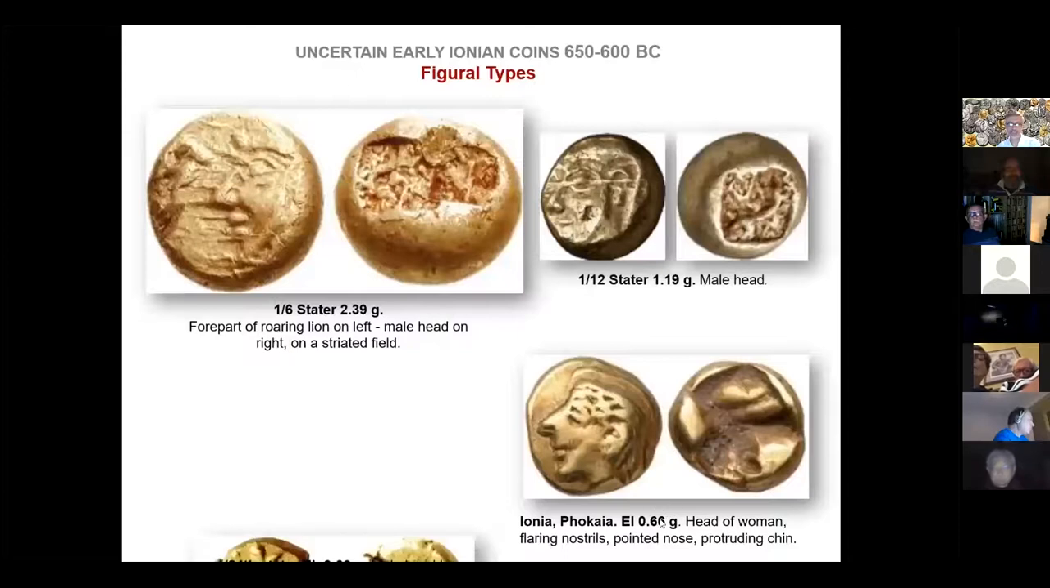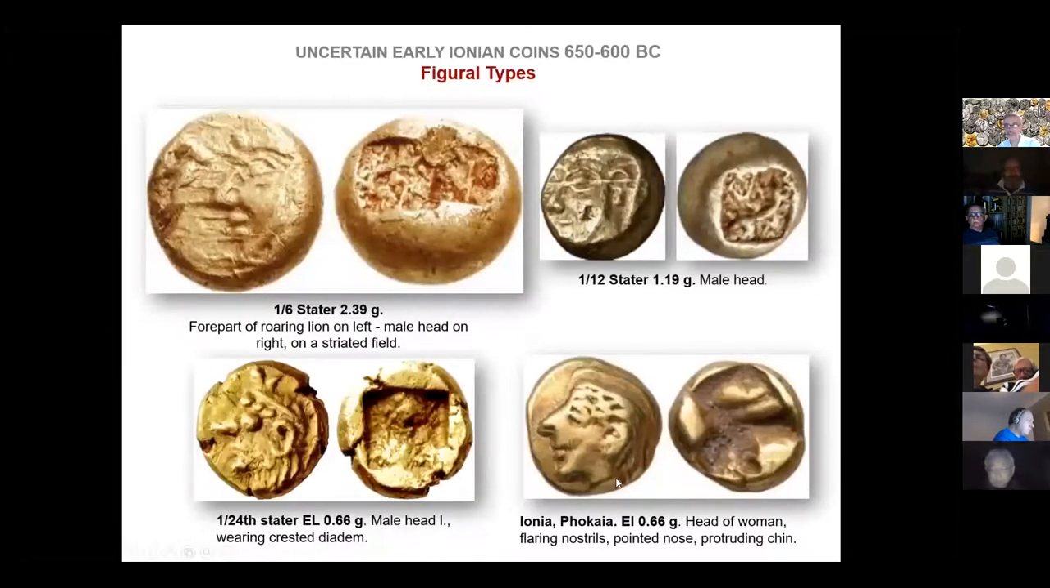And when I see this one, I would like to think that this one is a female figure. So I don't know if the intention was placing the head of a female, a goddess maybe, if not a queen, on a coin. And if the standard is right, and if the attribution is correct, Phocaea, modern Foça in Western Turkey, had the coin of the first female depiction on it.